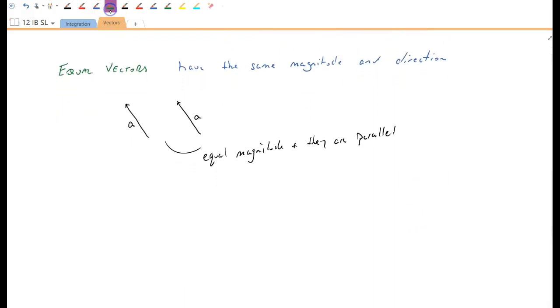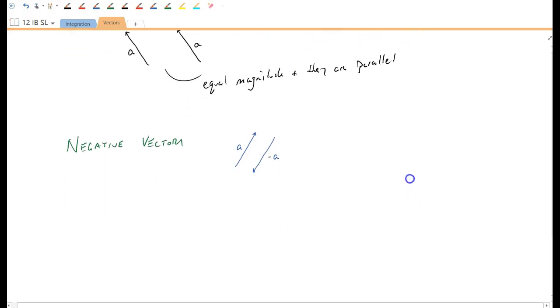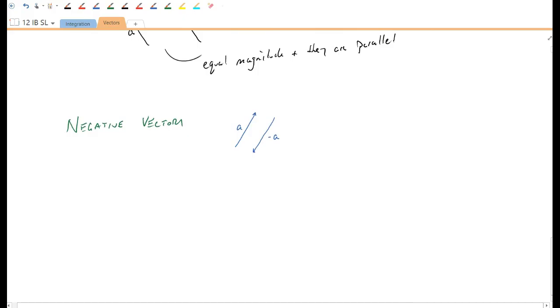Negative vectors. Again, we're rushing through this, but it's just because I wanted to get things rolling, and they're fairly straightforward concepts, aren't they? So negative vectors, you've probably guessed it. If this is my A, if it goes the other way, it's parallel, same magnitude, but just going the other way, then that's going to be minus A, isn't it? So there's our negative vectors.